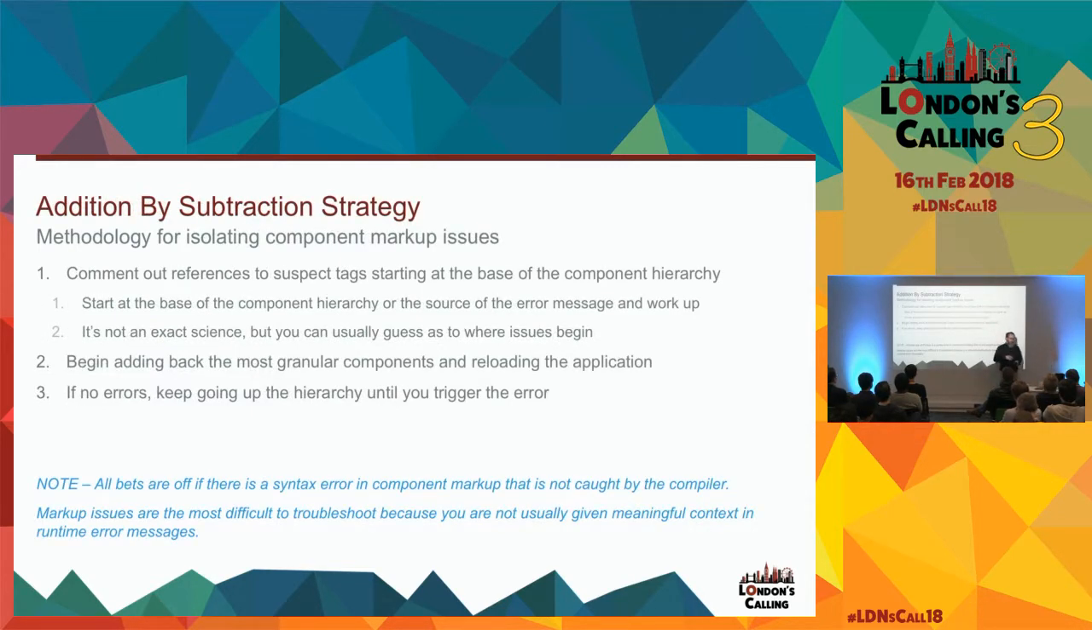Addition by subtraction. If you're having issues with markup, they are the most difficult issues to troubleshoot. So go in and isolate your Lightning component code. Comment it out. Put the less than sign, bang, dash, dash, and comment out things that you think are problematic. And just like the love note strategy, just like the breadcrumb strategy, start to move it down the stack until you isolate the issue and figure out what's going on. And I put a little note here, markup issues are the most difficult to troubleshoot. Okay, I got to wrap up here.